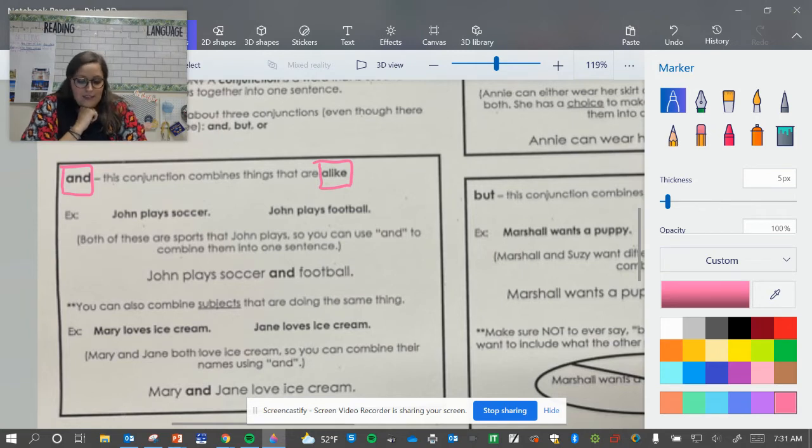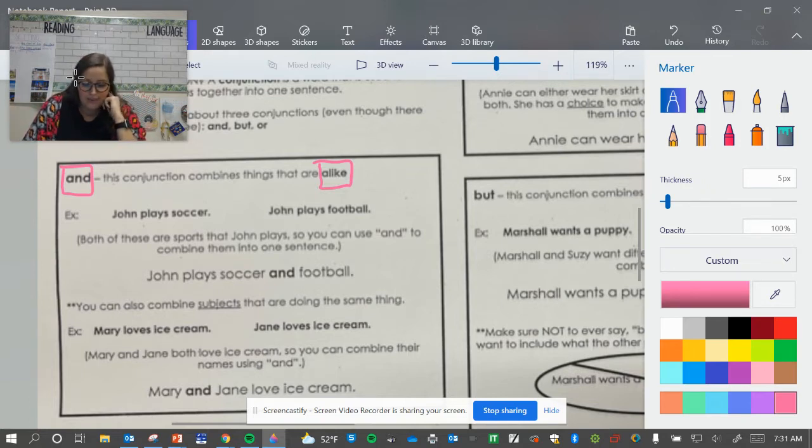So let's say I have these two sentences. John plays soccer. John plays football. You hear how it's kind of repetitive? This is a way for us to make our writing sound less repetitive, like we're repeating the same thing over and over. Both of these are sports that John plays, so we can use and to combine them.